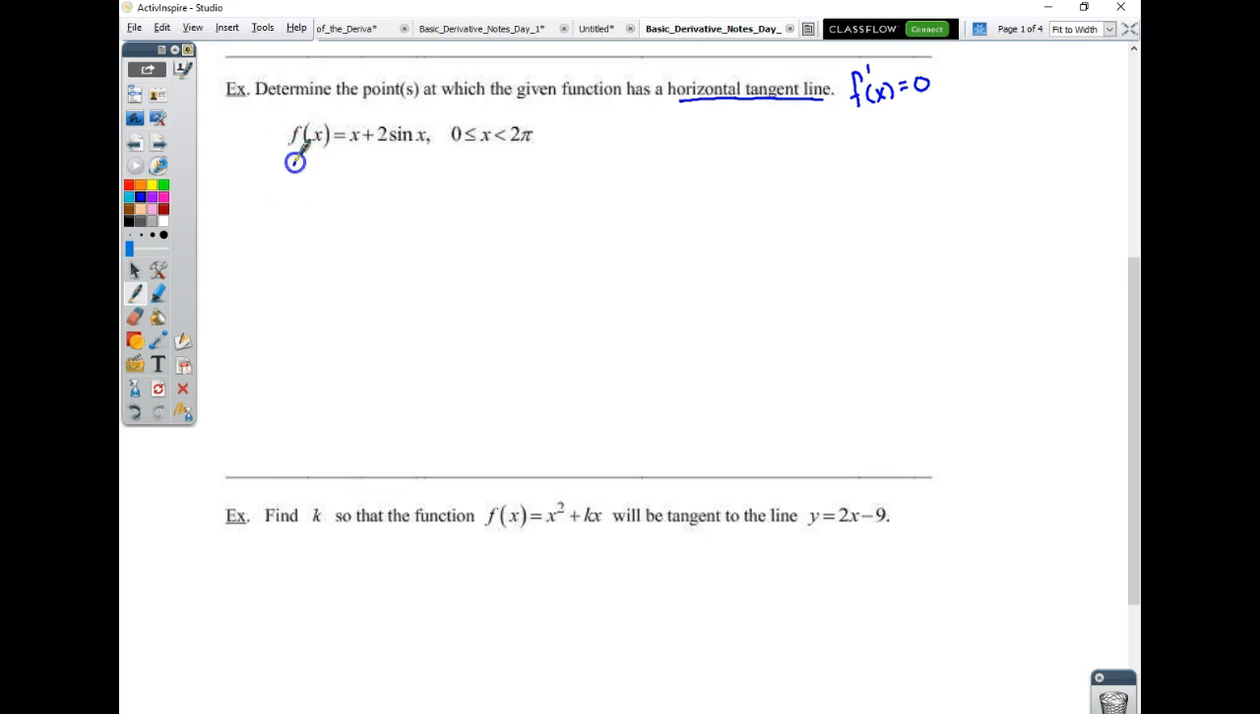So f prime of x equals 0. So let's find it. F prime of x. Nina's back there like, no, I want to know how to do the problem. F prime of x is what? 1 plus 2 cosine x. And we're going to set that equal to 0. All right, we have to do some algebra. I don't want algebra. Cosine of x is negative 1/2.